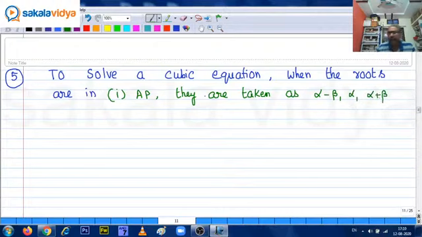For example, if the problem is related to a cubic equation and the roots are in arithmetic progression, then we need to take alpha minus beta, alpha and alpha plus beta.